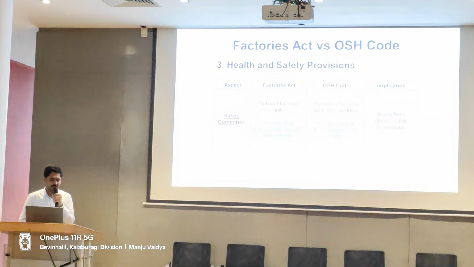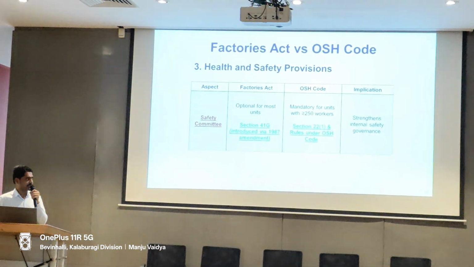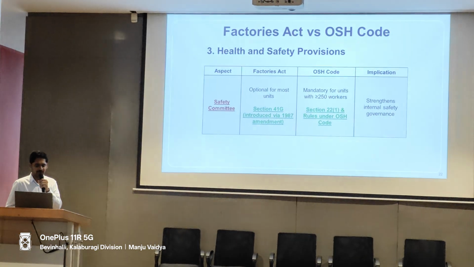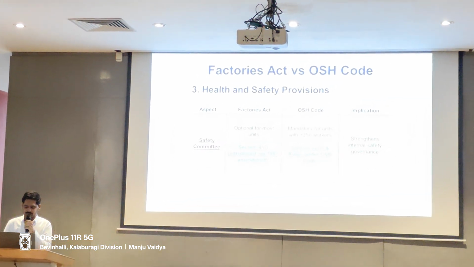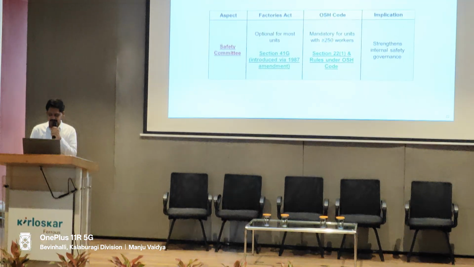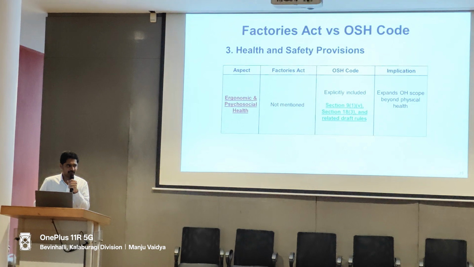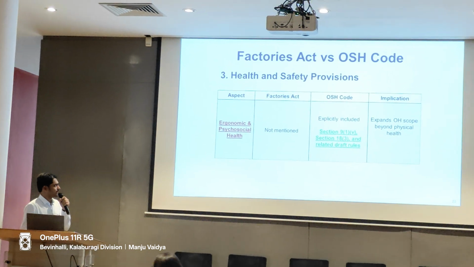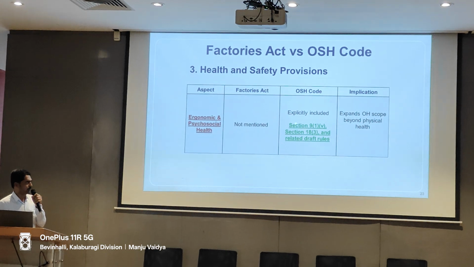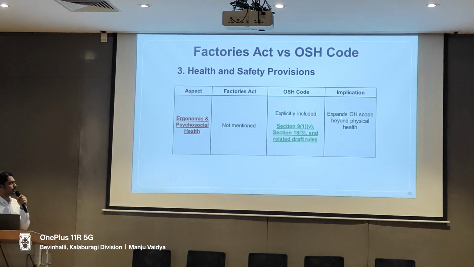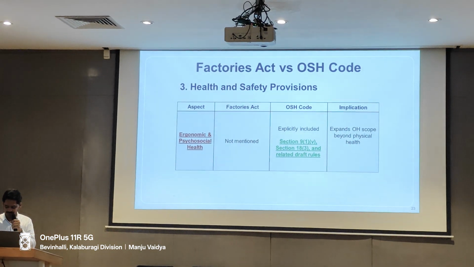So, safety committee. In the Factories Act, before, it was optional for most units. Now it is mandatory for units with more than 250 workers. This will strengthen internal safety governance. So, economic and psychosocial health was not mentioned in the Factories Act. Now it is explicitly included in the OSH code. This will expand OH scope beyond physical health.